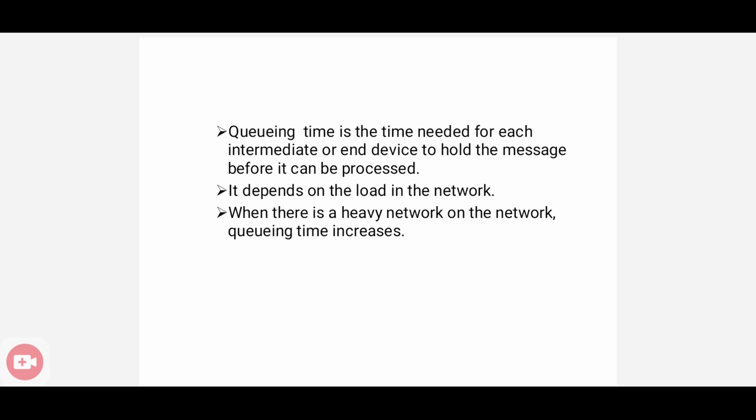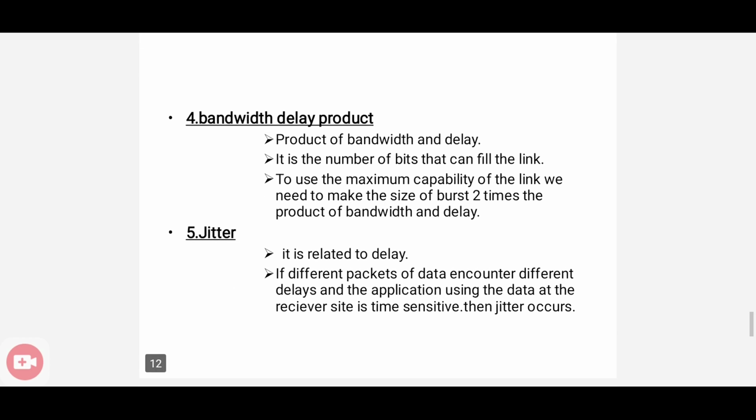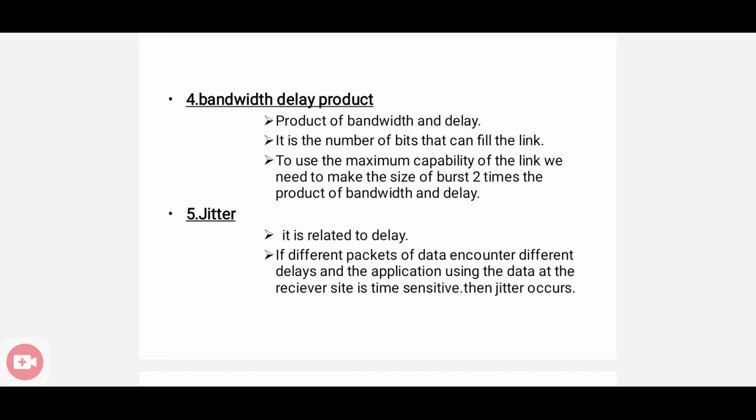So the first factor which affects network performance is bandwidth. The second one is throughput and the third one is latency. The fourth one is the bandwidth delay product. It is the product of bandwidth and delay. We have a bandwidth and we have a latency or delay, and the product gives the bandwidth delay product. Clear? And it is the number of bits that can fill the link.